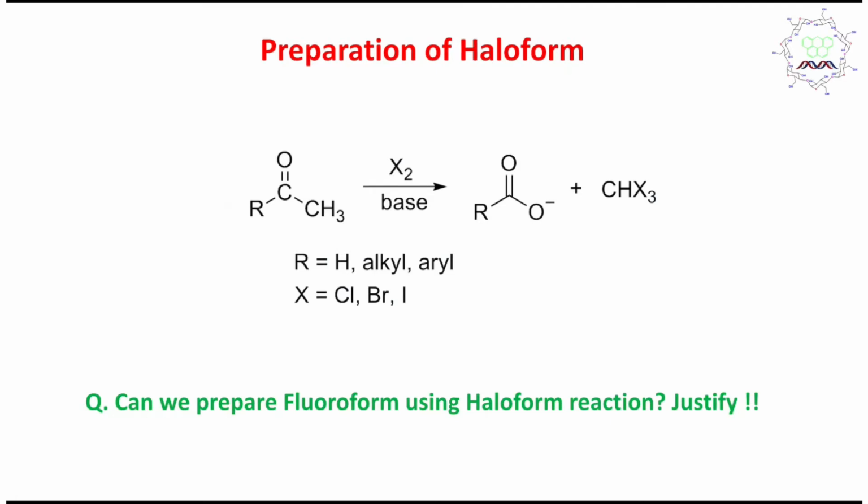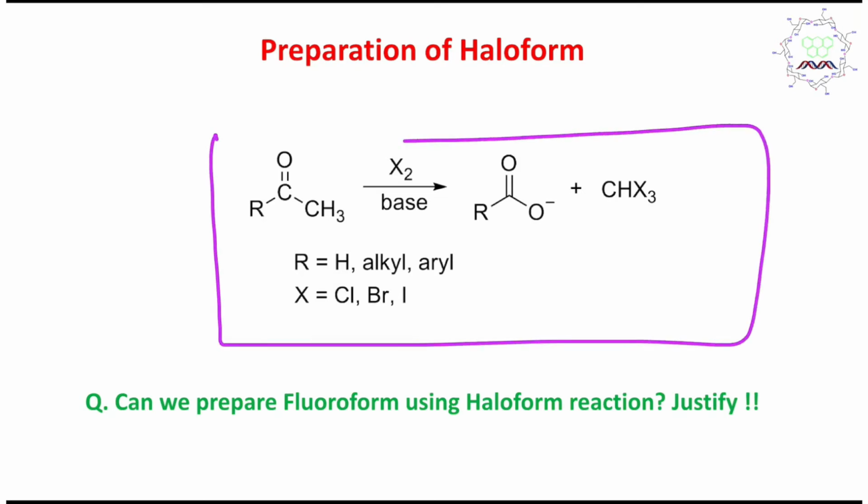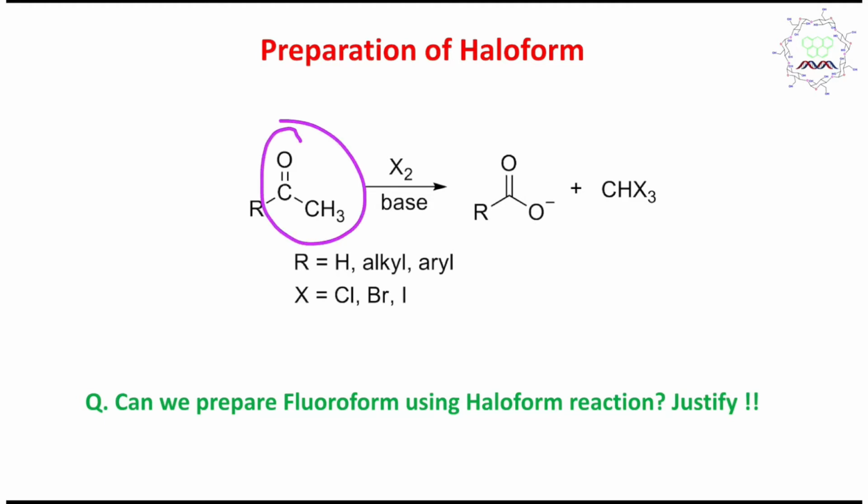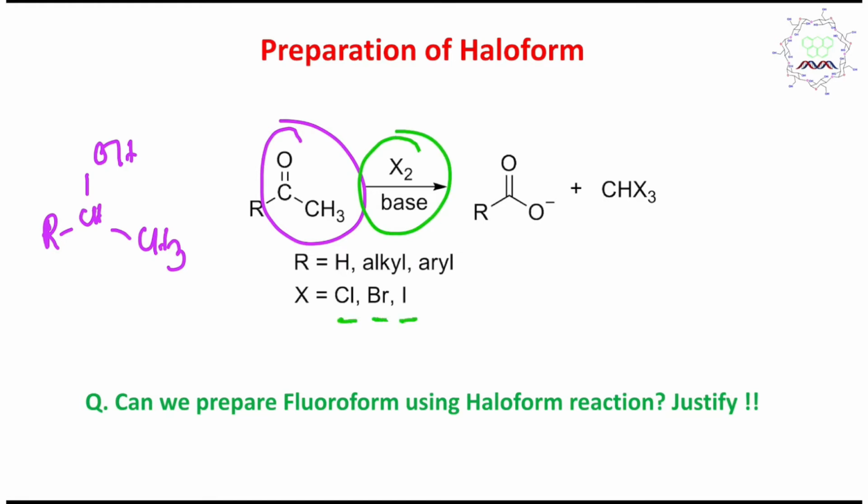We'll learn why we can't prepare fluoroform using this method. Generally, whenever you see the haloform reaction, this picture comes in front of you: if you have a keto methyl compound or a secondary alcohol, RCHOH-CH3, and you treat it with a halogen and base, like chlorine, bromine, iodine, or the corresponding hypohalite salt NaOX, they produce a carboxylic acid salt with one carbon less.